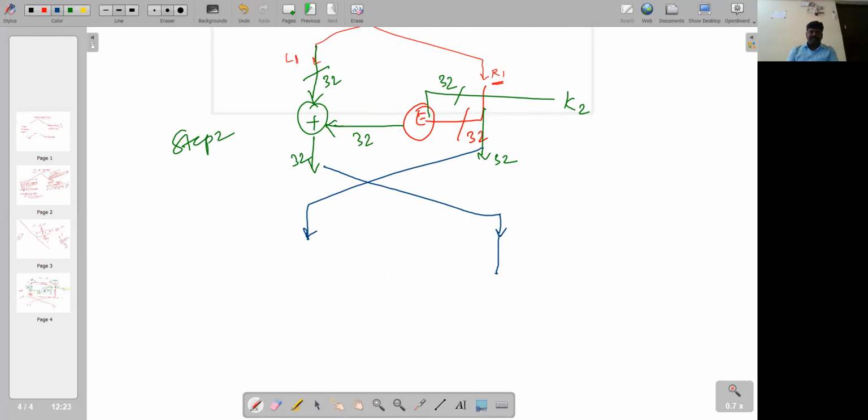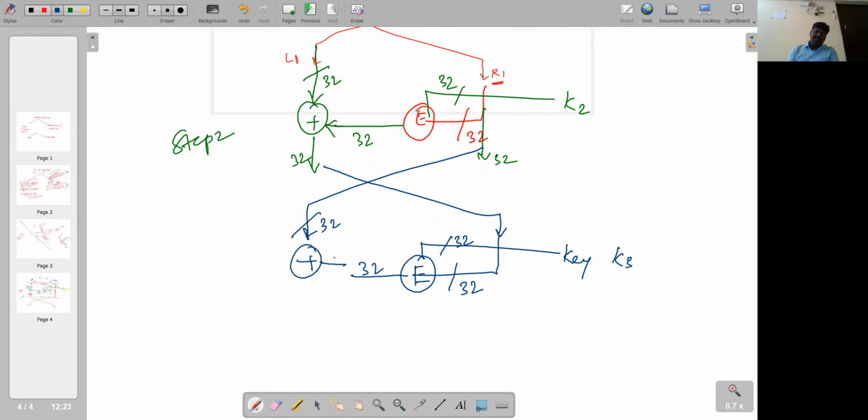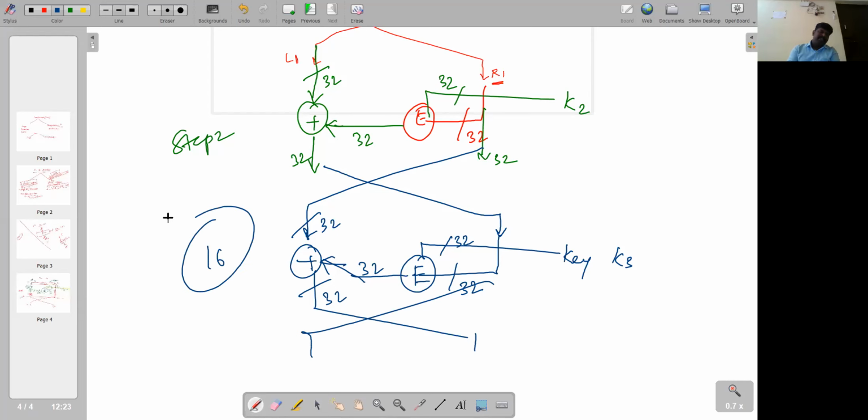Now this right half of the data will be applied to the encryption function with respect to the key K3, which is 32-bit. The plain text is 32, so this will produce 32. So any encryption function based on this 32 value is going to produce a 32. This process will be repeated as many times as needed, say, for example, 16 rounds or 16 times.